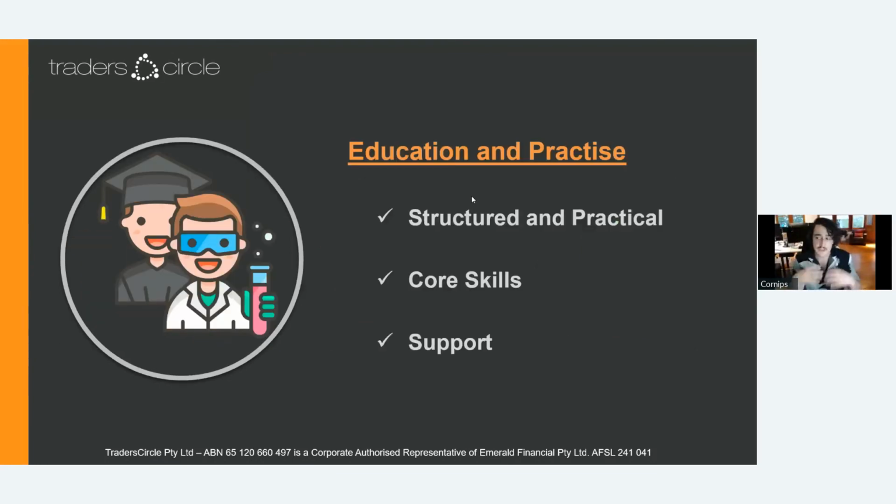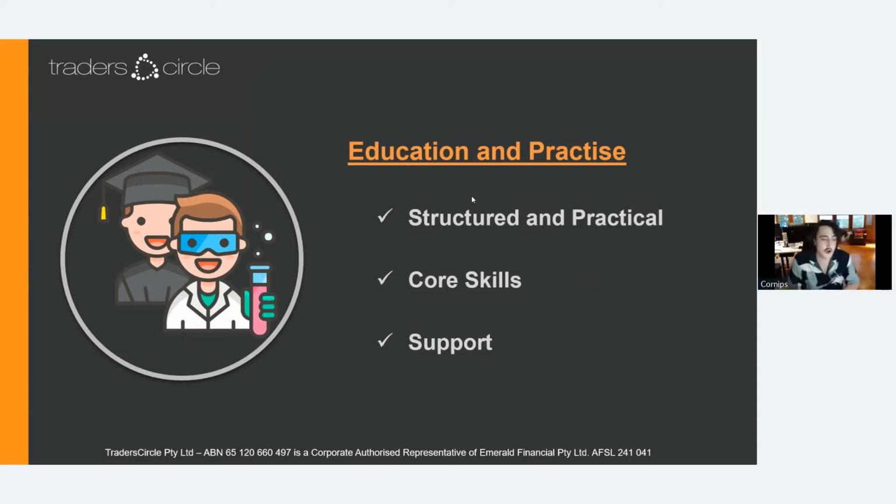So with education, what you're looking for is something that's structured and something that's practical. There are courses out there that'll give you degrees, like uni courses, but we find that they're more academic and they don't necessarily give you the tools in order to be successful. They're great from a knowledge perspective, but to turn that into money can be a little bit harder. So you definitely want a practical approach. You want to cover the core skills and you want to be supported. That's very important.